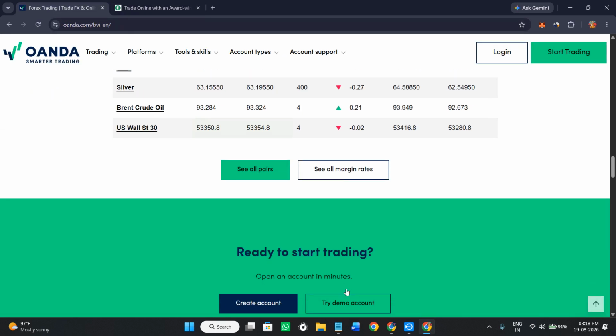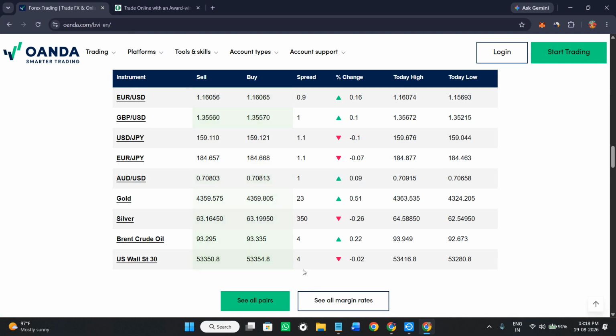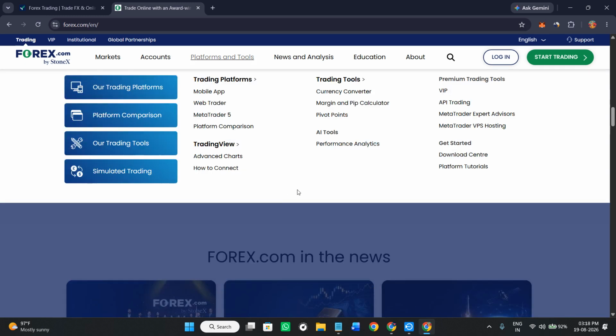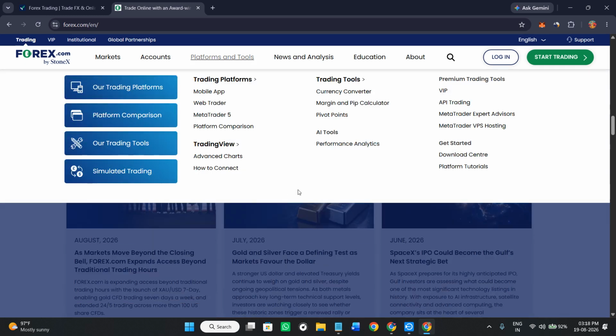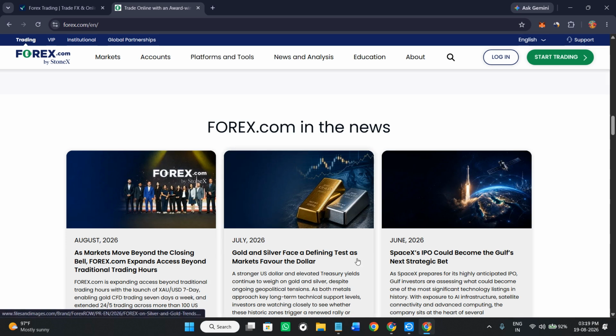If we compare both the platforms, Oanda supports its own web and the mobile platform, TradingView and MT4. Forex.com supports its own platform along with TradingView, MT4, and its raw account also supports MT5.